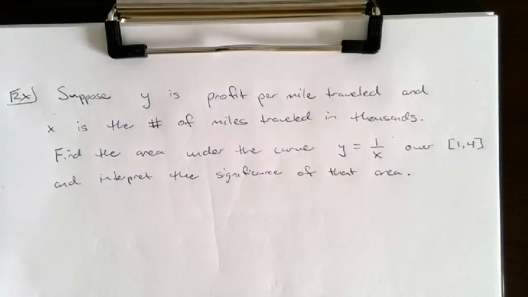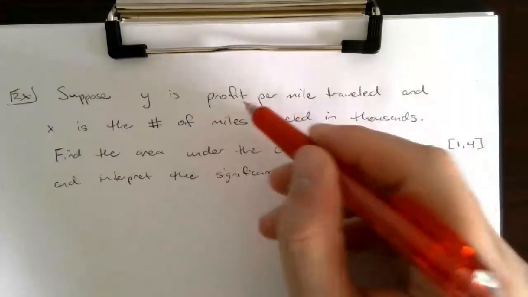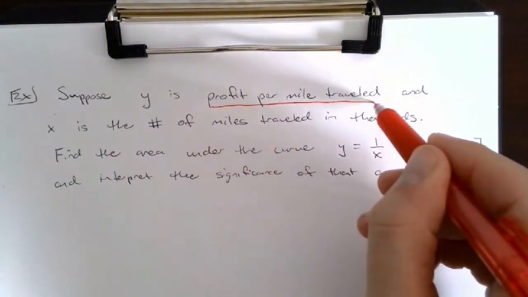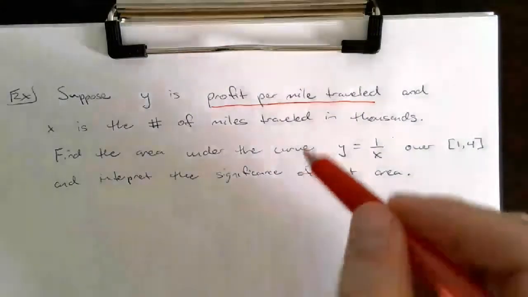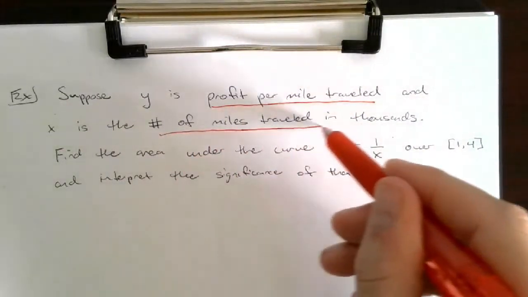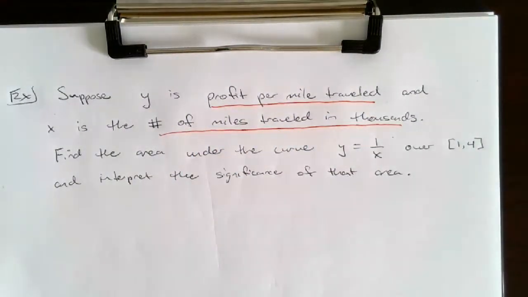This video is on applications of the definite integral. So we're going to look at this word problem here. You might want to pause this just to write it down, but I'll read it out loud. Suppose y is profit per mile traveled, and x is the number of miles traveled in thousands. That's important to know your units.